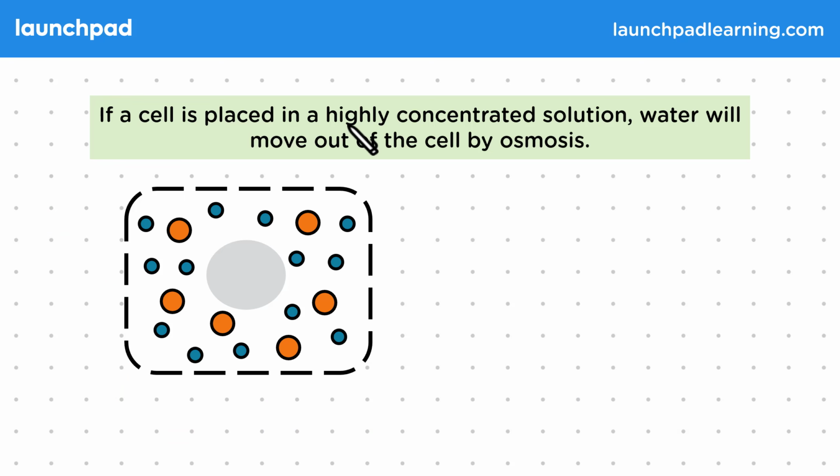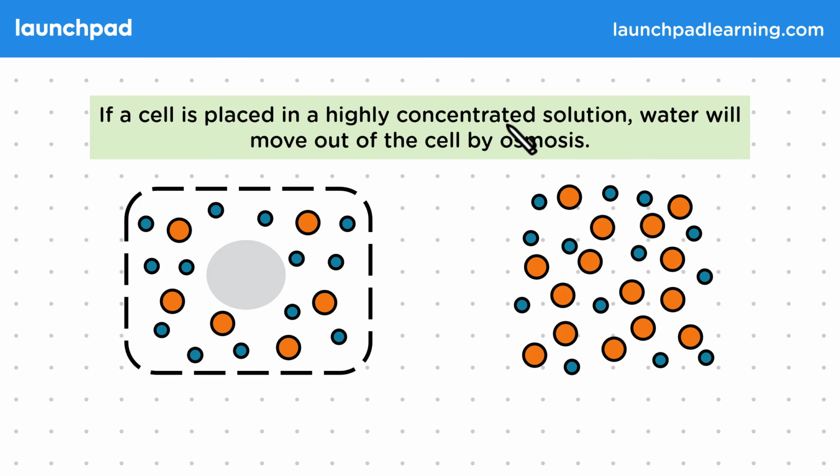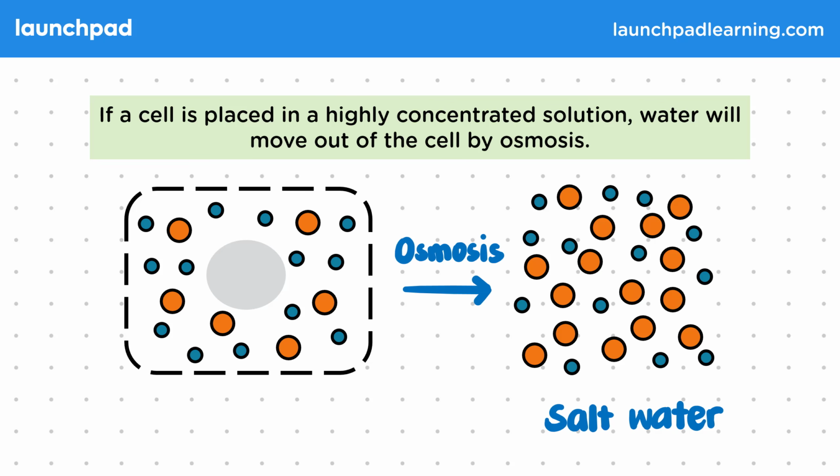If a cell is placed in a highly concentrated solution, water will move out of the cell by osmosis. So again, we have our cell with its partially permeable membrane, and this time just outside the cell is salt water. Because the salt water is more concentrated than the cytoplasm, there will be a net movement of water by osmosis out of the cell and into the salt water.